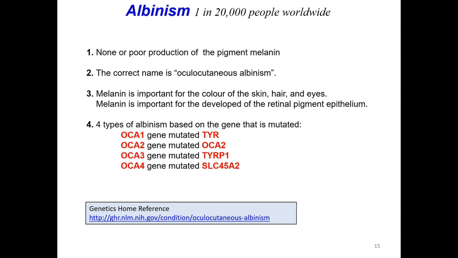So there are 4 genes that can be mutated, and therefore 4 enzymes that can be altered in their function. And these alterations are able to cause albinism. And depending on which mutation, which gene and which enzyme is affected, we have 4 different types of albinism.